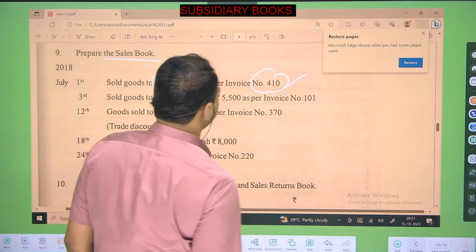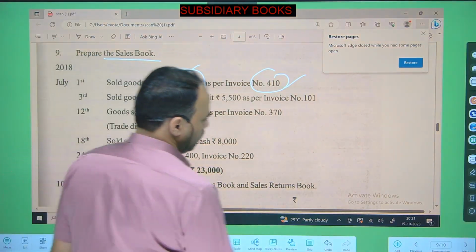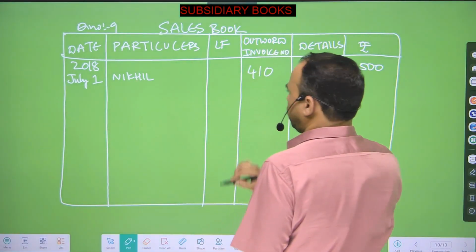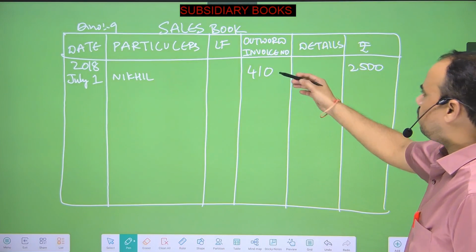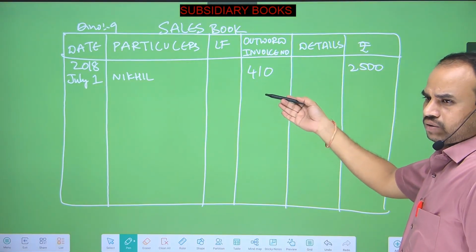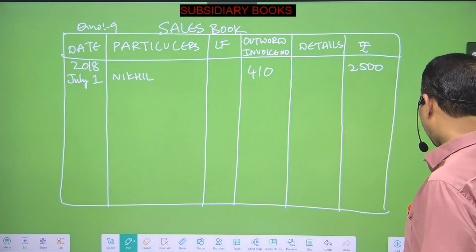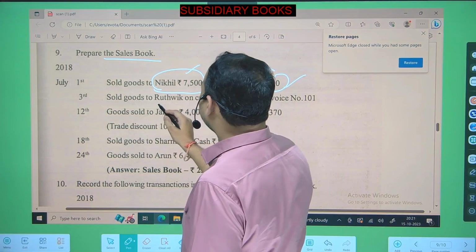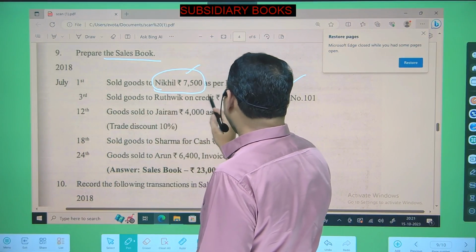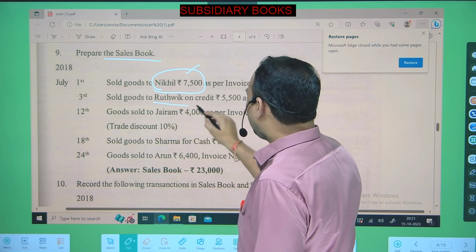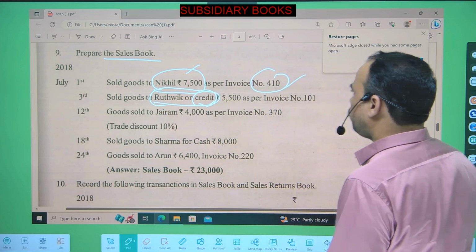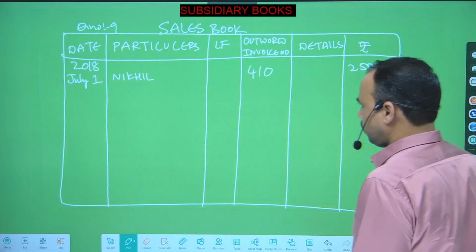Outward invoice number, I forgot, 410 is given in this question. So instead of 1, we have to write 410. In this question the bill number is given, so we have to write the bill number. But in the previous question the bill number was not given. Okay, let's see the next one. Sold goods to Rutvik on credit, 5,500. No need to be confused, even though it is given as credit, we have to write it here. So Rutvik, date 3rd, 5,500.